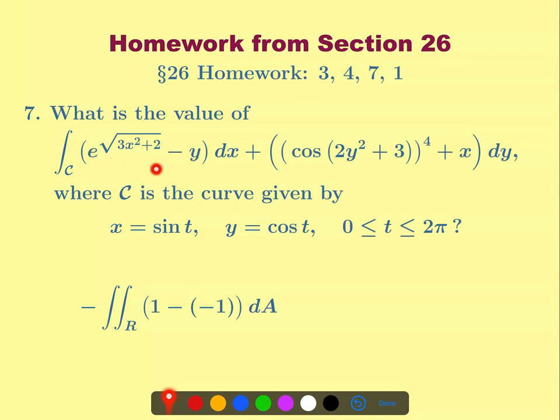Minus the derivative of this with respect to y. This is 0 with respect to y. This will be minus 1. So minus a negative 1. So derivative of this with respect to x minus the derivative of this with respect to y. 1 minus negative 1. So we're ending up with 2 here. So we're just getting minus 2 times the area of a circle of radius 1 centered at the origin. That's pi times 1 squared. So that's pi. And so this is just going to be minus 2 pi.